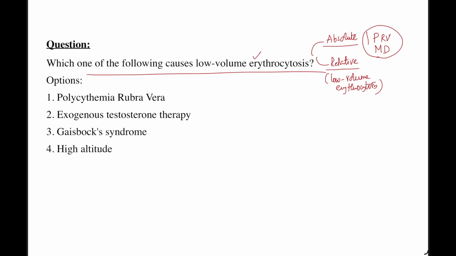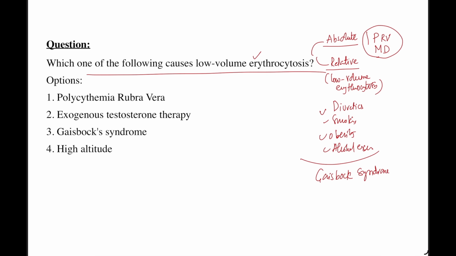The problem is actually a decrease in the volume of the blood. Like if you are giving diuretics, let's say, the blood volume is low. If the patient smokes a lot, or if there is any obesity, or if there is any alcohol excess leading to dehydration, and very importantly, we have a specific syndrome known as Gaisböck syndrome.